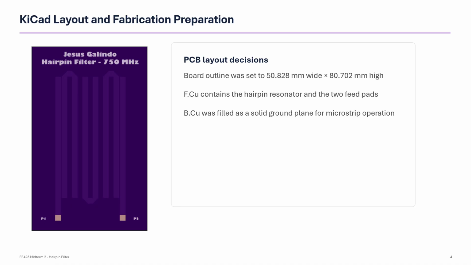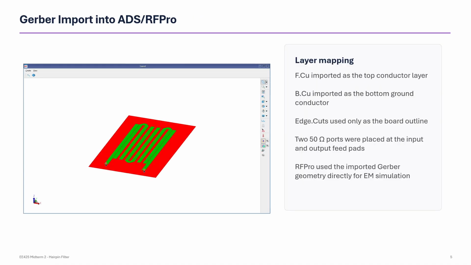And the front contains the hairpin resonator and two feed pads, as you can see on the board. And the back copper layer was a solid ground plane for the microstrip. And I put a silkscreen on top with just basic labeling for the ports and what the filter is, as well as my name.